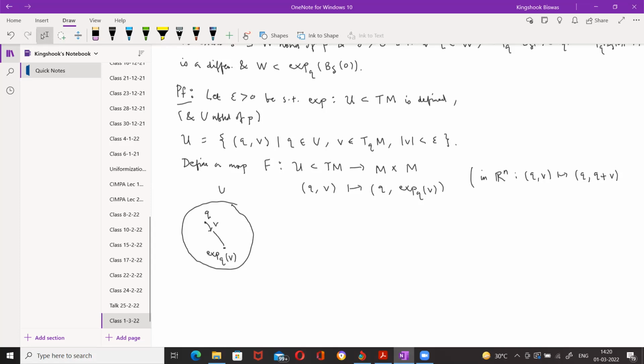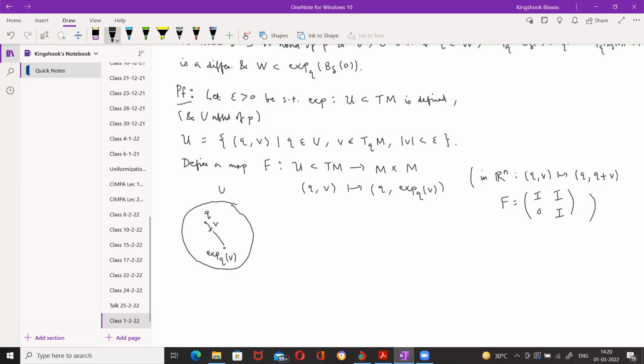And so this map is a linear map, right? And what is the matrix of this linear map? It is a block matrix, identity, 0, identity, right? Is this clear? Yes.